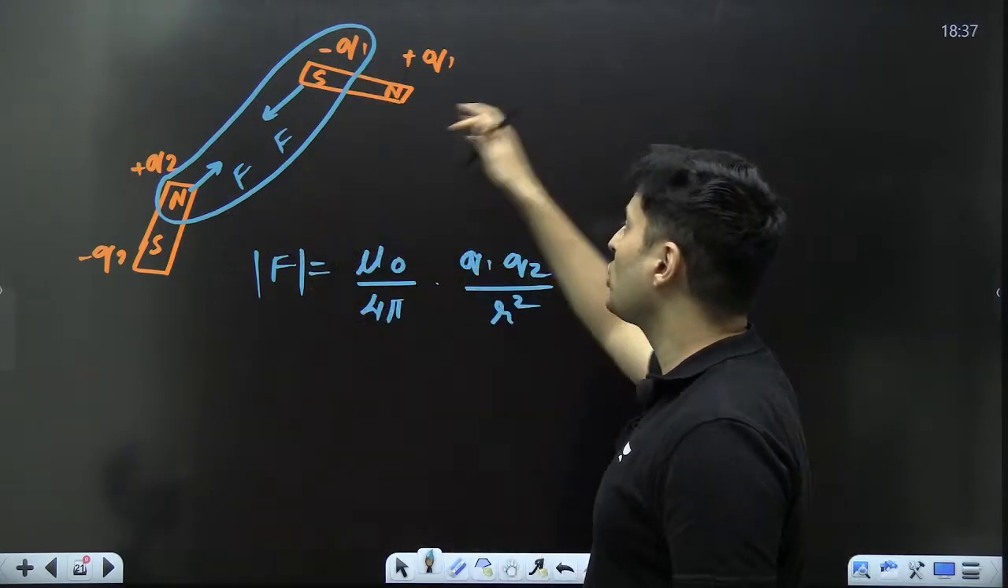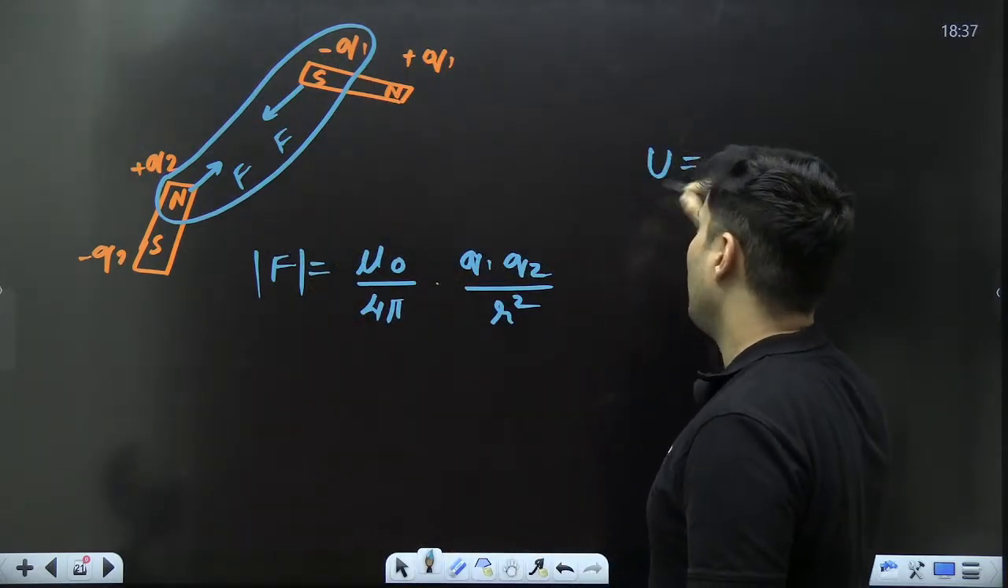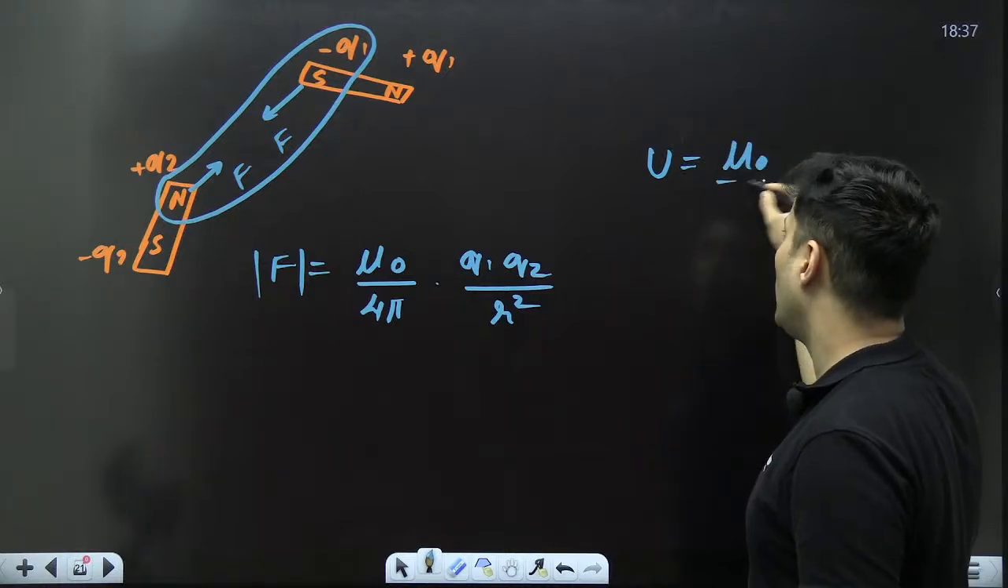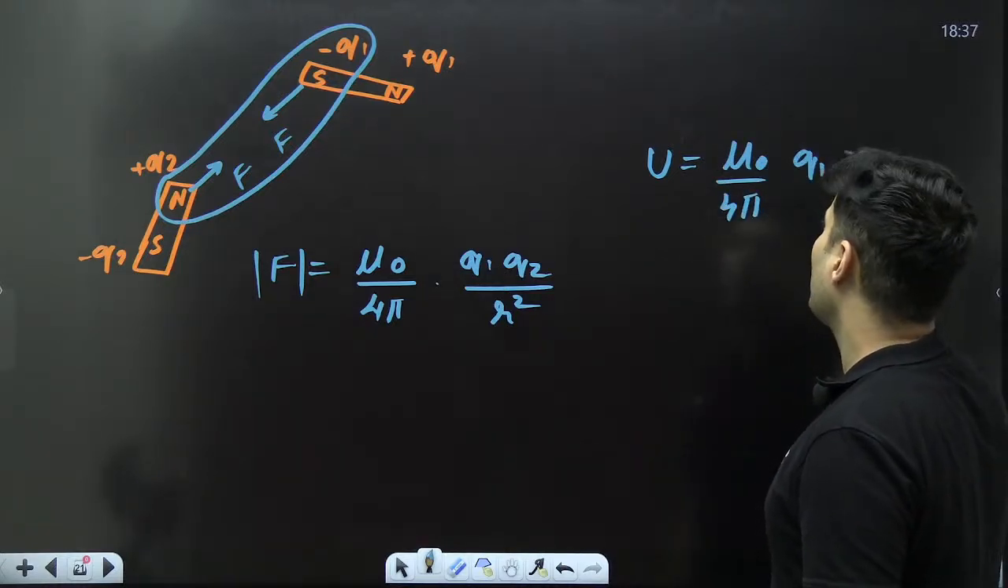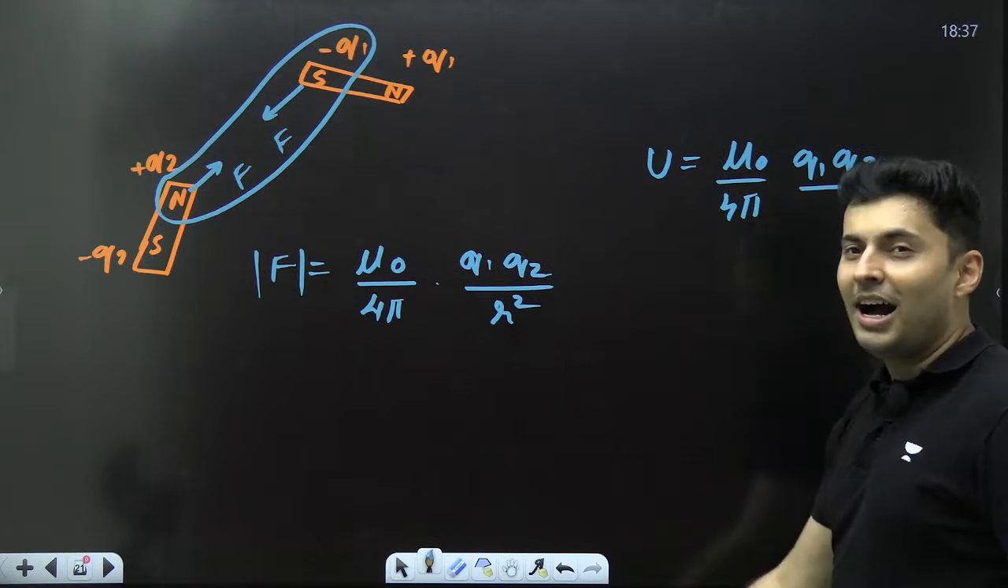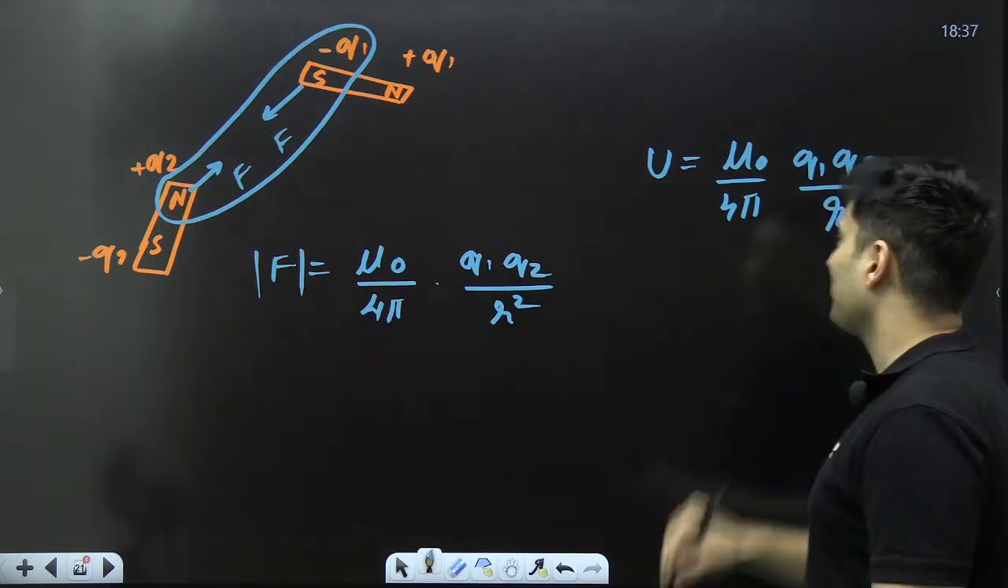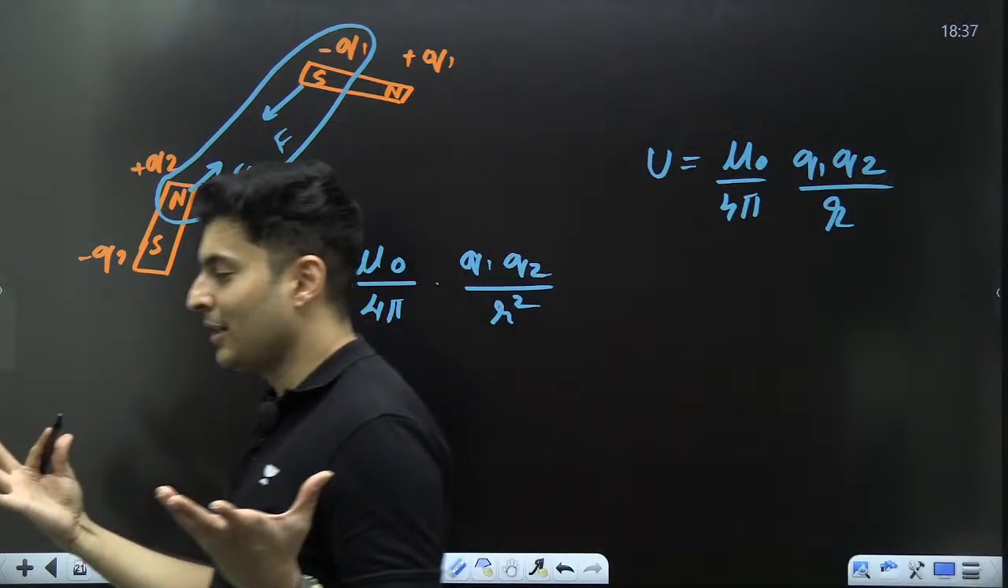Same way, these two will also have potential energy. The magnetic potential energy will be given by mu naught by 4 pi q1 q2 divided by what? R square. No, this will be r. So that will be the magnetic potential energy.